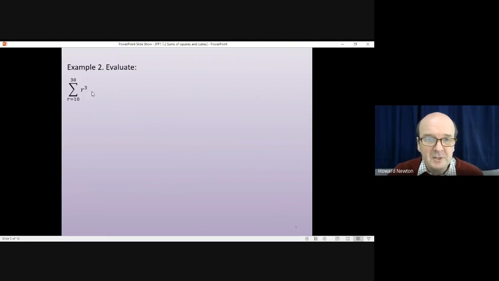Have a go at example 2. It's using the formula for r cubed, and you're going to have to split it into 2 bits because the sum starts at 10. So using the method that we used in the last lesson, have a go at that. Pause the video, then come back.